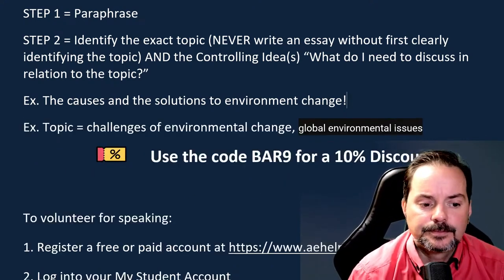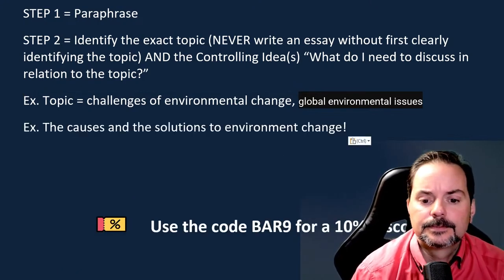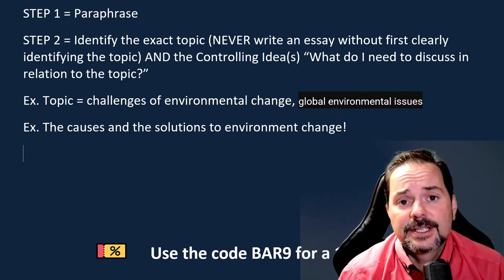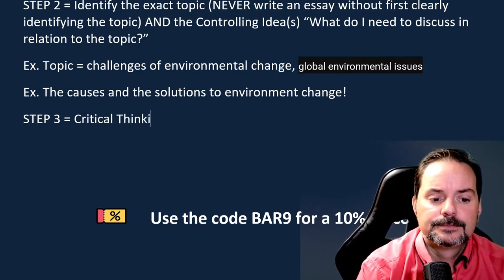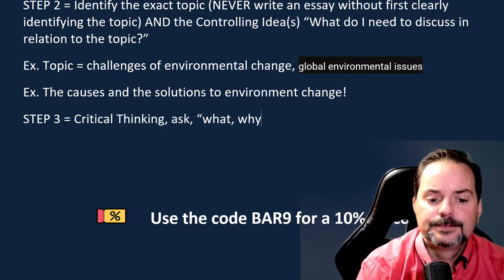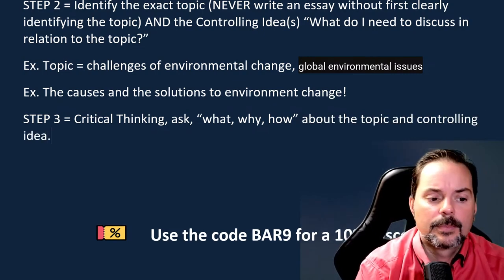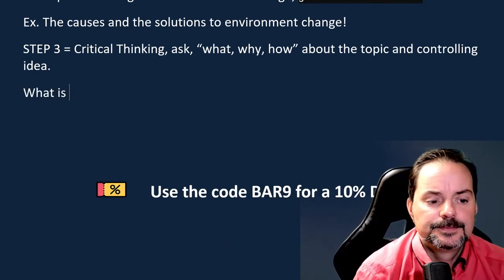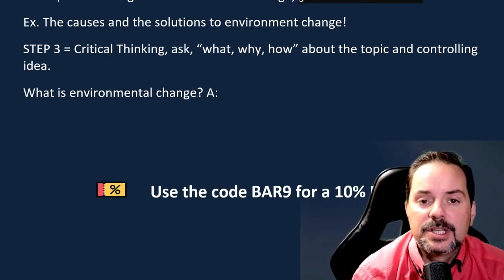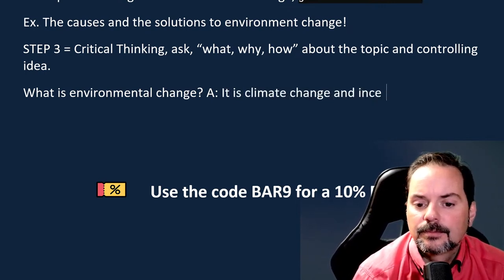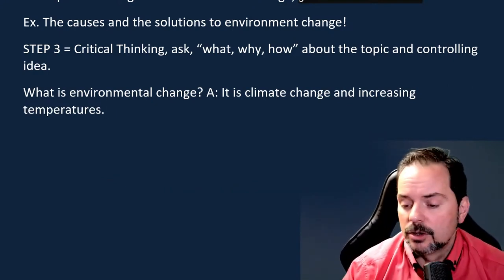Okay, so now you want to be able to explain this. So first, define it. What is environmental change? Okay, step 3 is critical thinking. It means ask what, why, how about the topic and the controlling idea. So what is environmental change? Okay, and I know that a lot of you right away think, well, it's climate change and increasing temperatures. Okay, that's your first thought. Go beyond that. What else is included in environmental change?